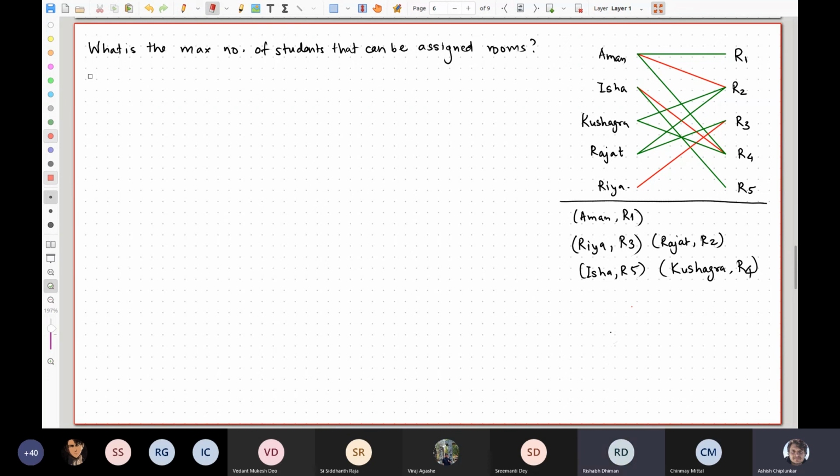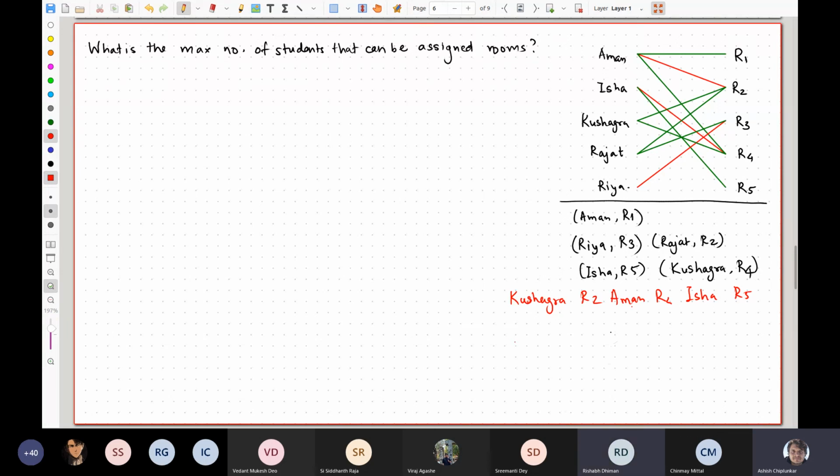Okay, so instead take Kushagra R2 Aman. Then R4. Good. Isha and R5. Let's see. Kushagra R2 Aman, R4 Isha R5. And then what do you mean by this path exactly?